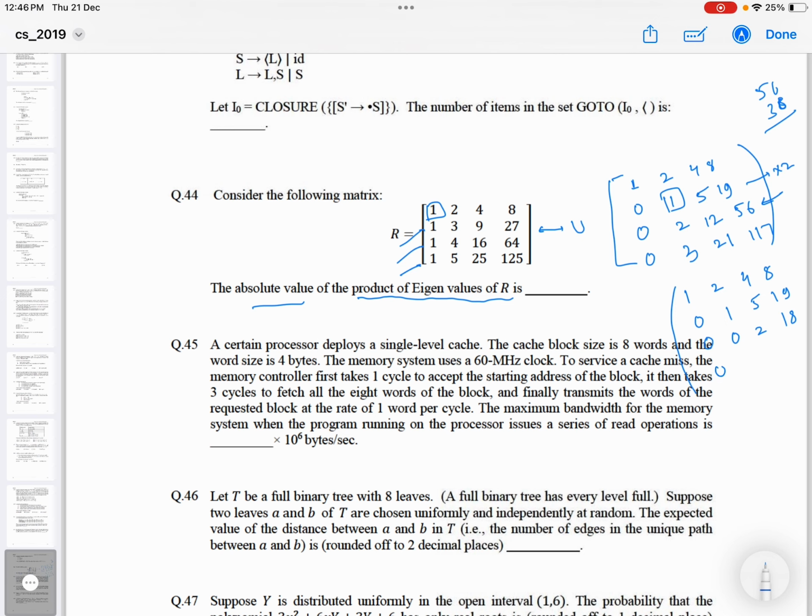Now here what we can do is multiply by 3 and subtract it from this last row. Then here we will have 0, and 21 minus 15 is 6. So 21 minus 15, right? So 6, and here 117 minus 57, right? So it will be 60.